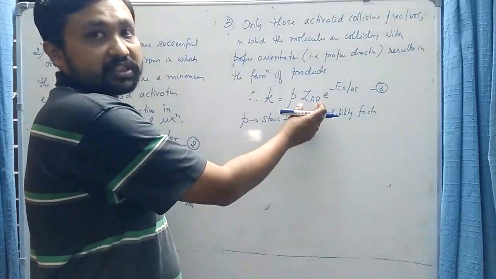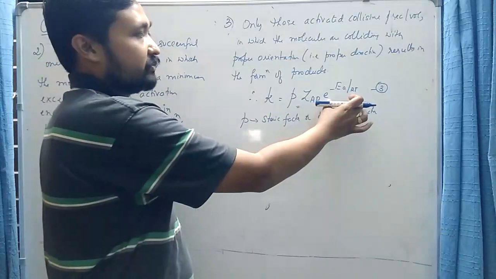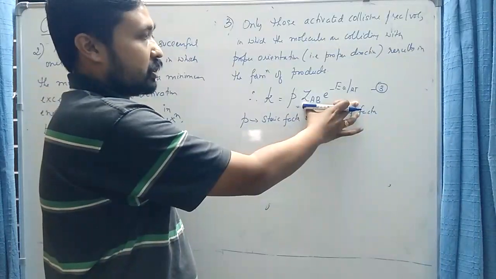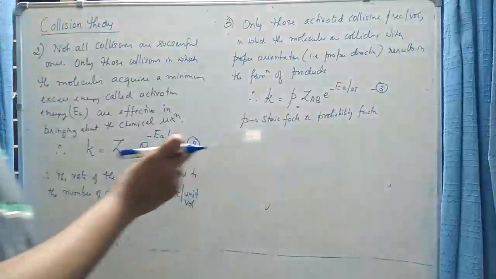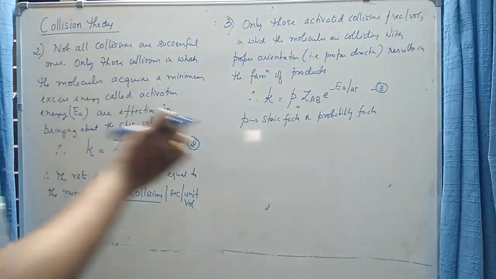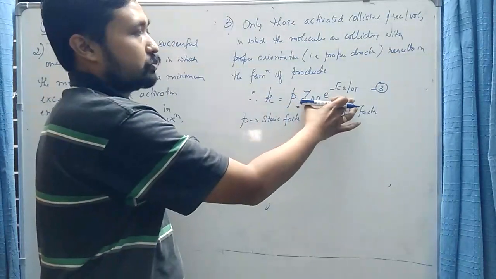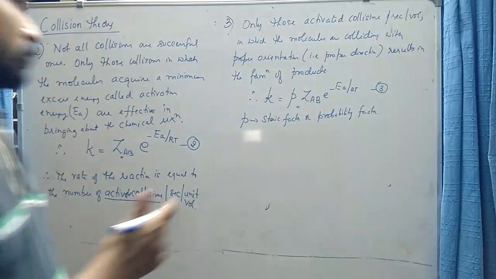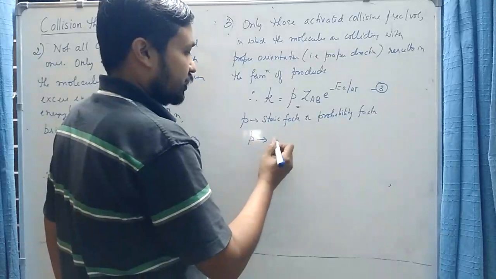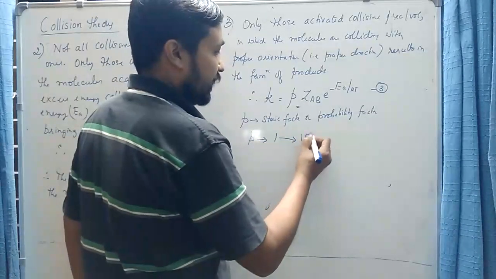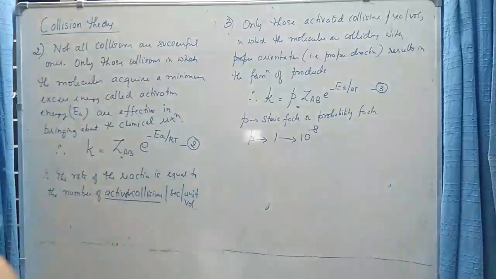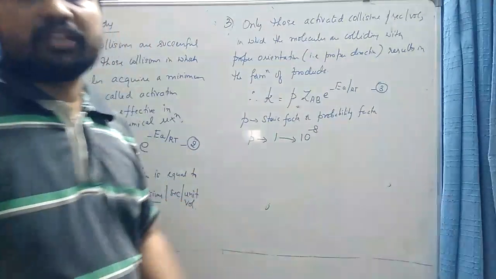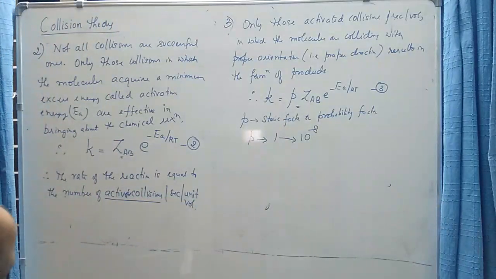This is the effect of concentration, that is collision frequency. This is the effect of temperature. So altogether this represents the activated collision. P represents the probability factor. So if I multiply this probability factor to this activated collision, it represents the effective collision. The value of P generally varies from 1 to as low as 10 to the power minus 8, according to collision theory, depending on the chemical reaction.